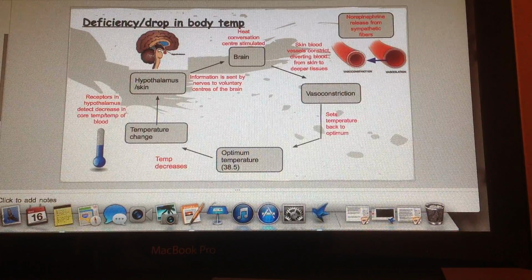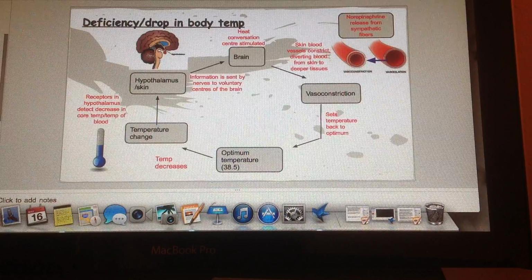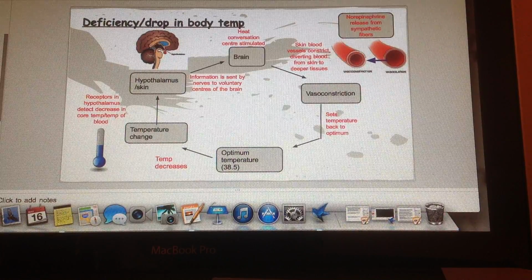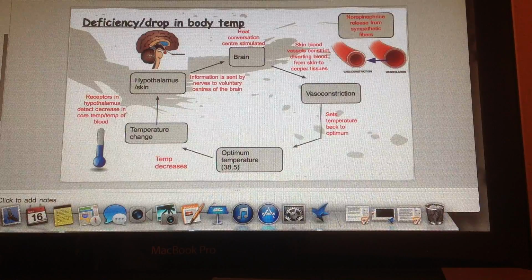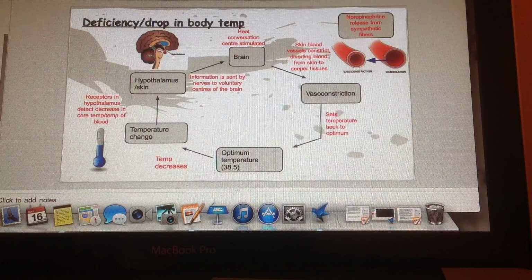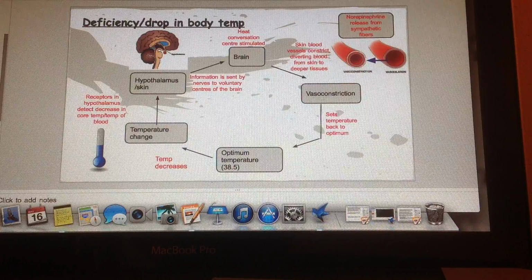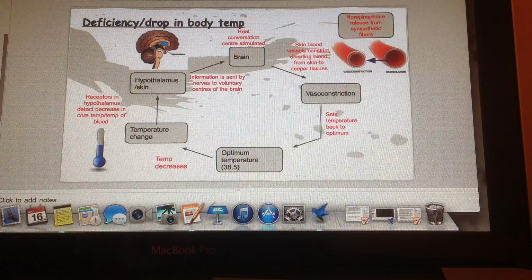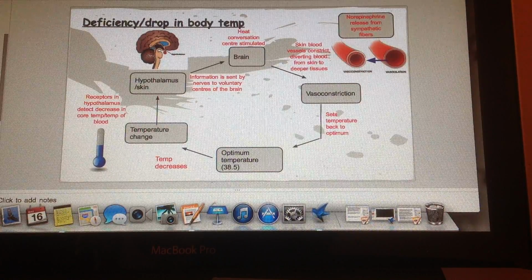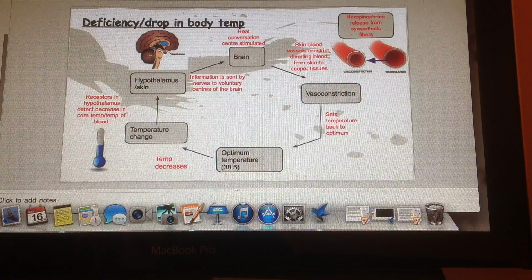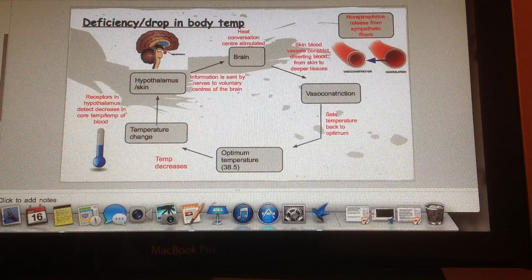norepinephrine from sympathetic fibers to constrict the skin blood vessels, which is called vasoconstriction. This function increases pressure in blood vessels, therefore blood can flow less freely, thus more heat will be produced, as it takes more energy to circulate the blood. This is shown by the decrease in diameter in the blood vessels in the diagram where the arrow indicates. Overall, this helps to set temperature back to an optimum.